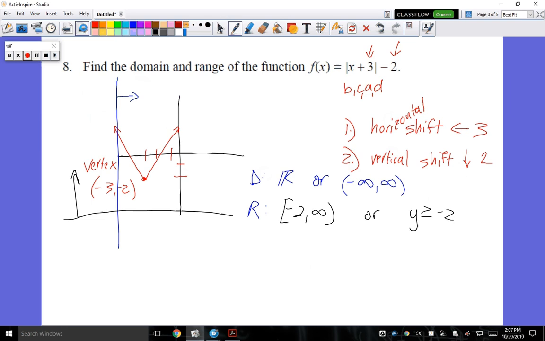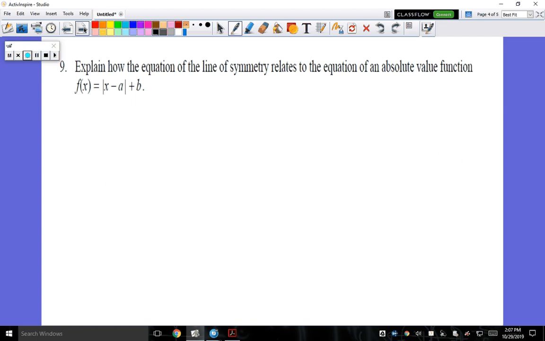Number 9. Number 9, explain how the equation of the line of symmetry relates to the equation of the absolute value function. So with these letters that you're given, we're wanting to know what does it look like if they're not numbers, that you're still going to explain how the line or the equation of the line of symmetry looks like, as far as like with letters. So let's go ahead and do this.